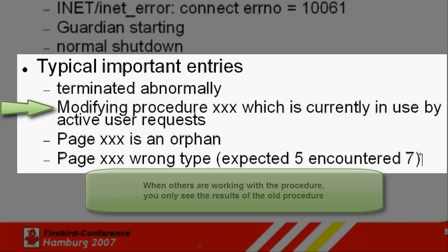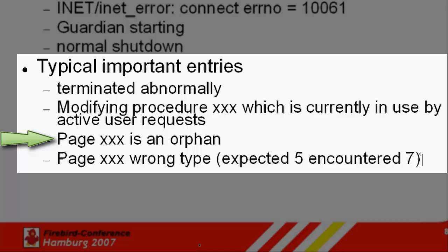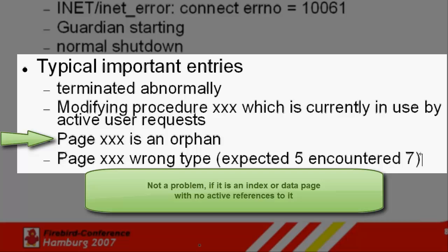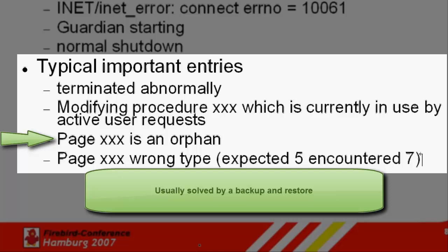It's not critical if you modify a procedure whilst others are using it. The problem arises due to the multi-generational architecture. When others are working with the procedure, you can only see the results of the old procedure. Page X is an orphan. This is often not such a problem because it can be an index or a data page that no longer has active references to it. If this message starts to occur regularly, perform a backup and restore.